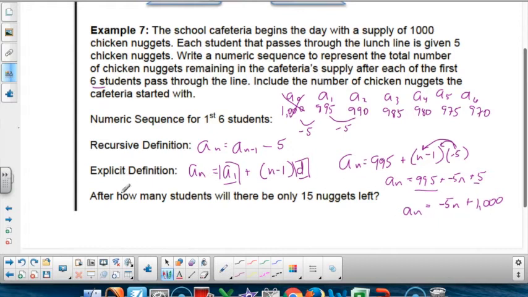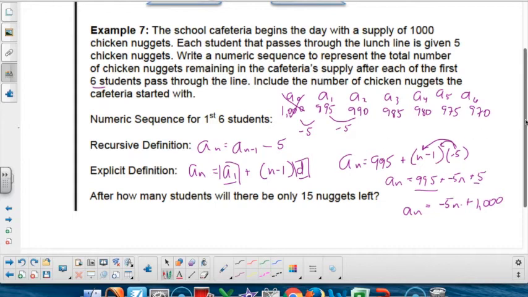Now, the difficult part of these word problems is this last bit. After how many students will there be only 15 nuggets? We are going to use the explicit formula in order to figure this out. However, in most of the problems we've done with arithmetic, we've been plugging something in for the n. But the n in this case is talking about how many students have gone by, and that's the thing I don't know. I don't know how many students it's going to be. The a sub n, that's my nuggets, right? A sub 1 was 995. That referenced the nuggets. The 1 referenced the students.